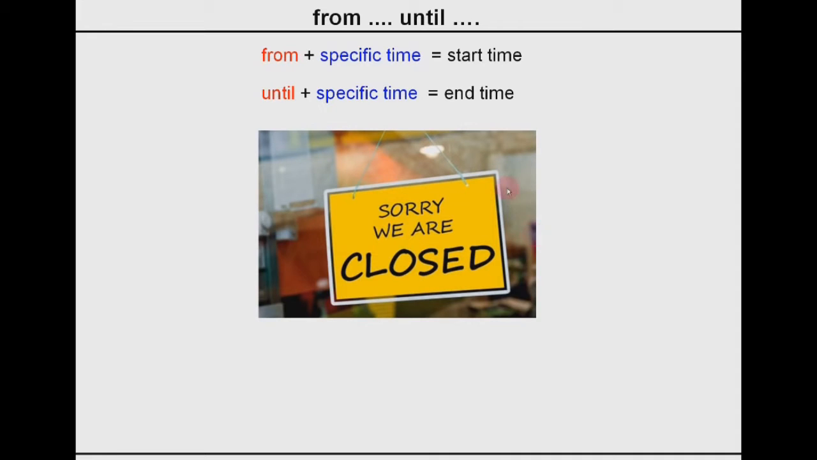Example. So a shop is now closed. So we can say the shop will be closed from 7 p.m. until 8 a.m. tomorrow. So between this time and this time, the shop is closed. So the start time of the shop being closed is 7 p.m. and the end time of the shop being closed is 8 a.m. tomorrow. Okay?